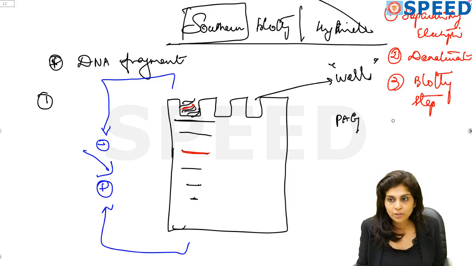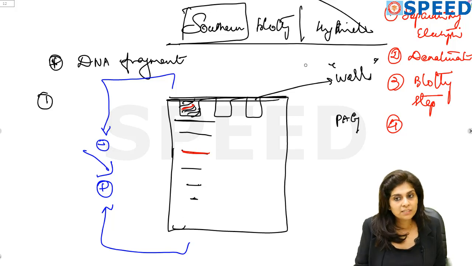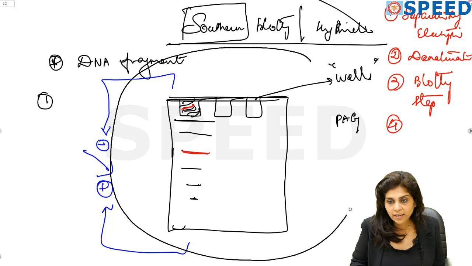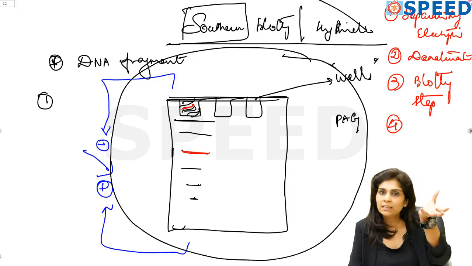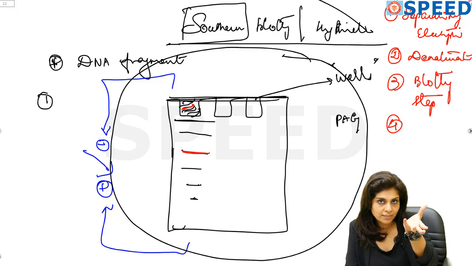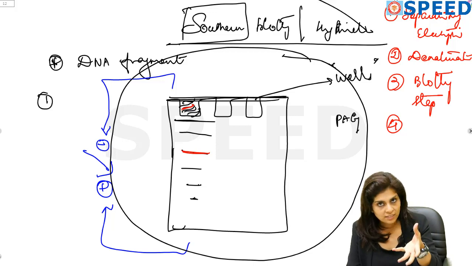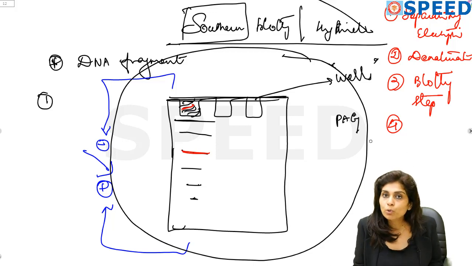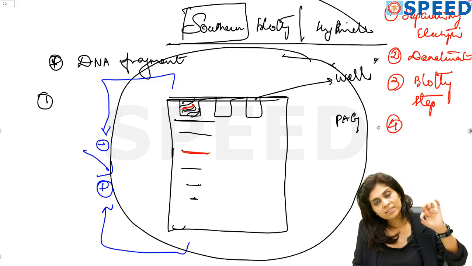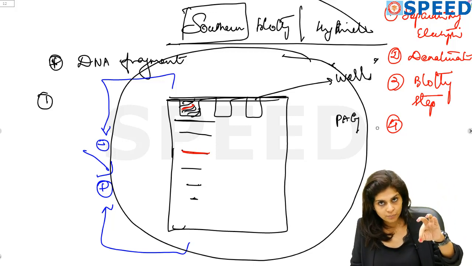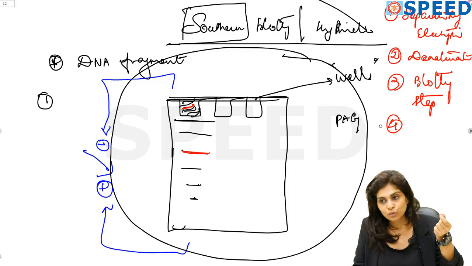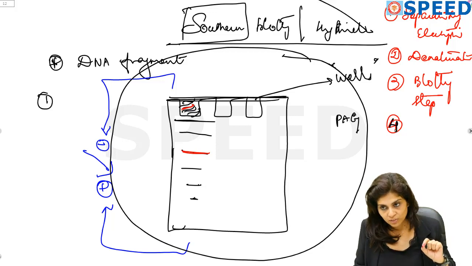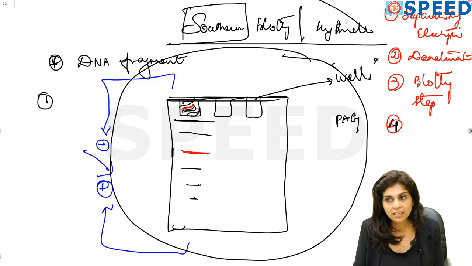And after blotting, you take the paper. Now it is no more a gel. What you have is a paper. Now you take this paper and you dip this paper in a solution containing radio-labeled probe. Have you seen a Petri dish? You must have worked with a Petri dish, right? So culture plates. You can take one such Petri dish and you fill this Petri dish with a solution containing radio-labeled probe. And what did I tell you about that probe? I said that probe is labeled with a radioactive substance and it's complementary to the gene of interest. So the fourth step is you dip it in a solution containing radio-labeled probe.